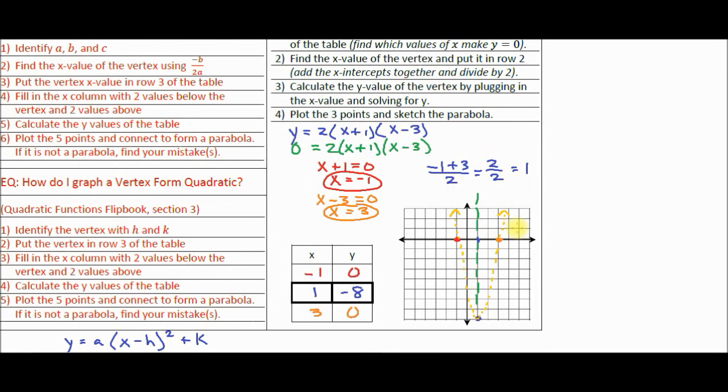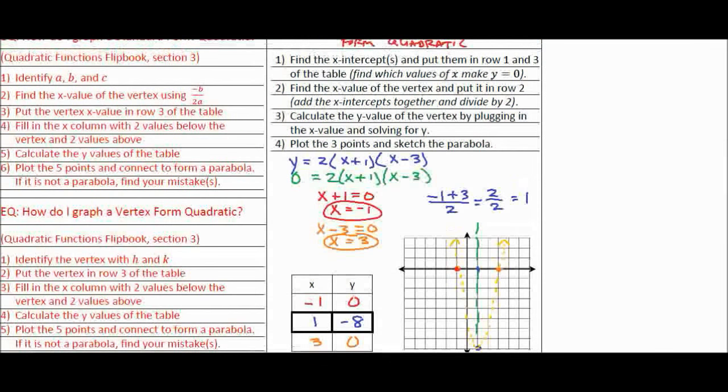And those are all the steps to graph an intercept form quadratic. Find the x-intercepts, put them in your table. We know the y values of those have to be 0. And then find the average of the 2 x-intercepts. That gives you the x value of the vertex. Plug that into your original equation and you'll end up with the y value of your vertex, and plot that and connect them to form a parabola.